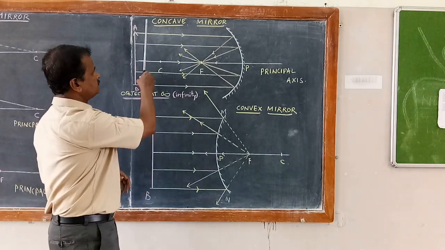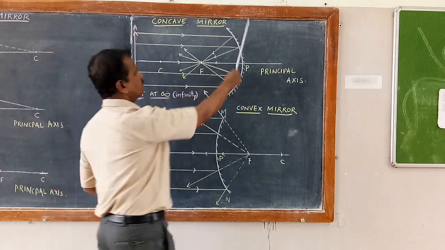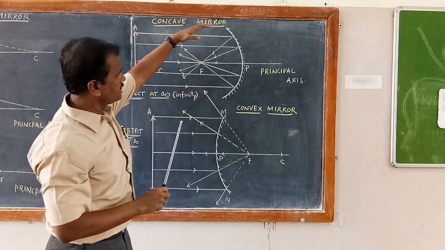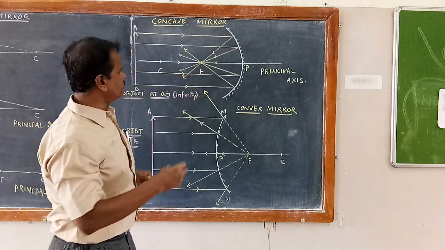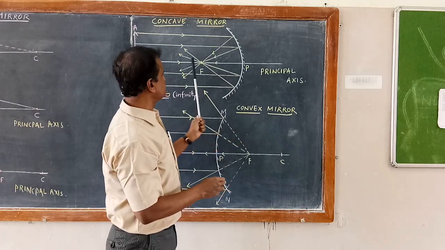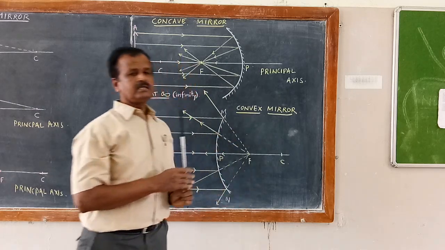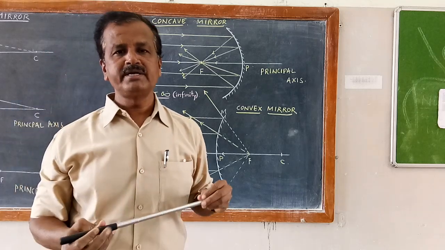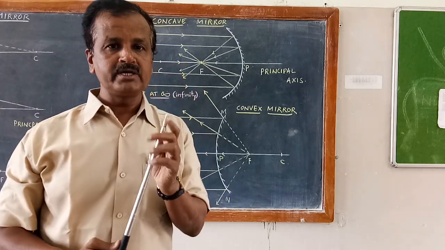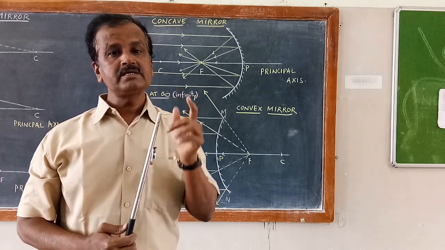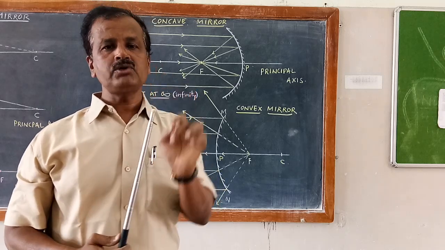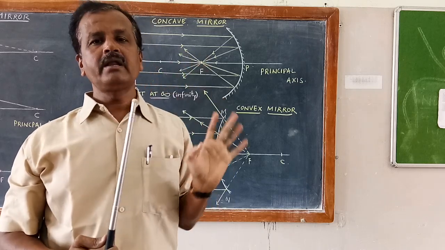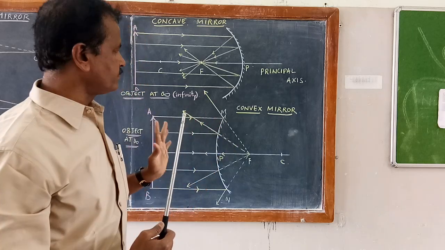And the heights which are perpendicular to the principal axis and above it, if the heights are above the principal axis, they should be taken as positive. If the image is inverted like this, then the image is pointing downwards along the negative y-axis. Therefore, the image size, the height of the image, if it is inverted, should be taken as negative height. So these are the sign conventions.